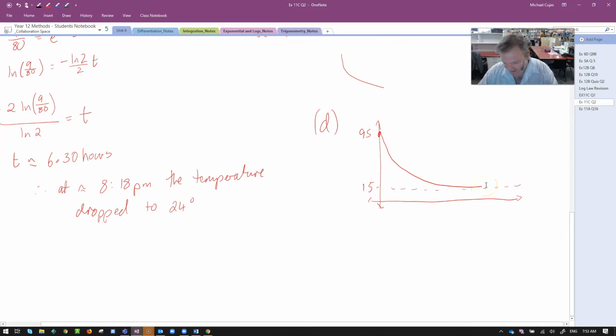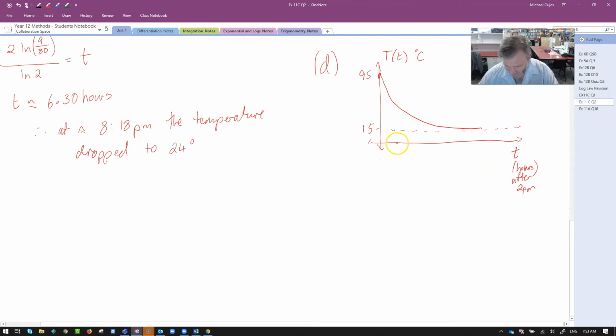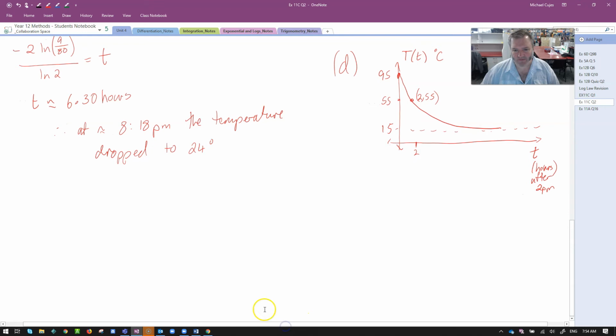We'd probably want to label our axes though, wouldn't we? t and capital T of little t. We could even give it time in hours after 2 p.m. And capital T of t, of course, that is degrees Celsius. If you wanted to put in the little marker there showing that it was 55 after 2 hours, you could. And that would be more than enough for you to be getting the marks there. Of course, that would probably be on a calculator question. You could answer it with your calculator, but otherwise you'll be fine either way.